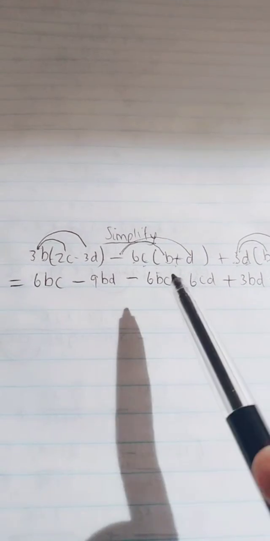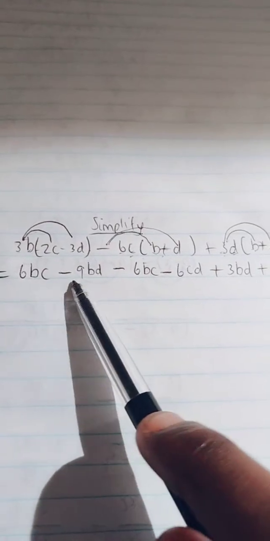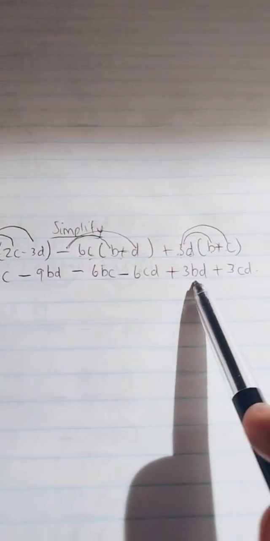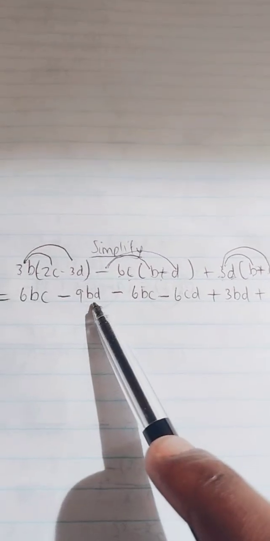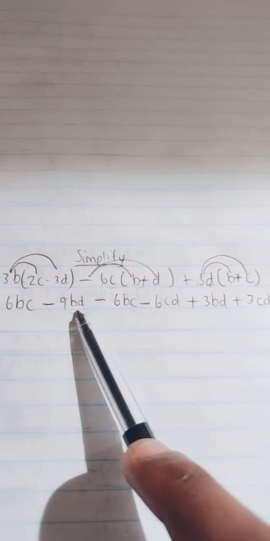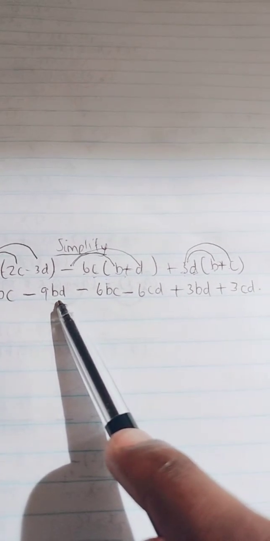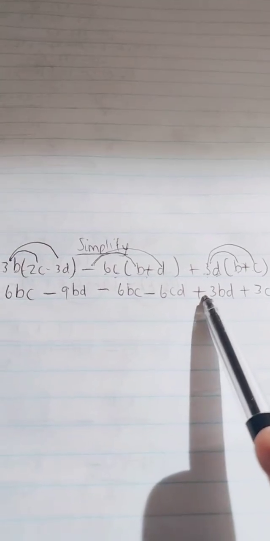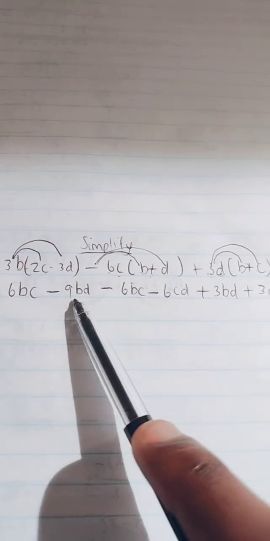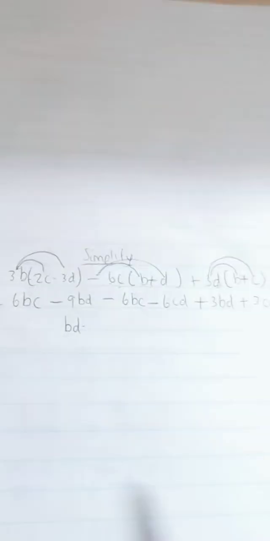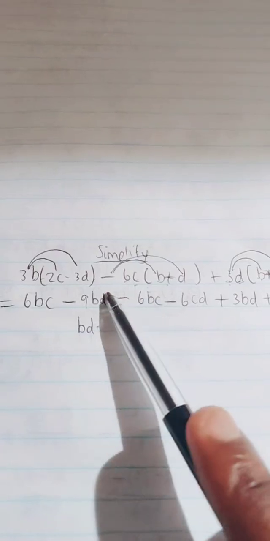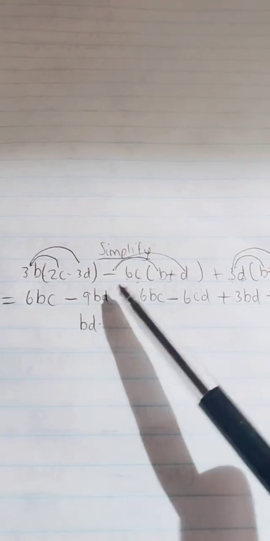6BC minus 6BC is 0, guys. So we have 0 there. So those are gone. Negative 9BD plus 3BD. What do we get? Negative 9BD plus 3BD. We definitely know that BD is going to be there. The question is, what is the number? What's negative 9 plus 3?